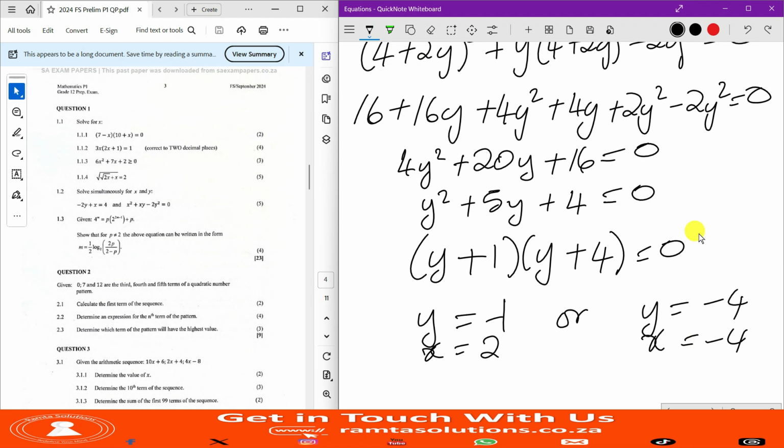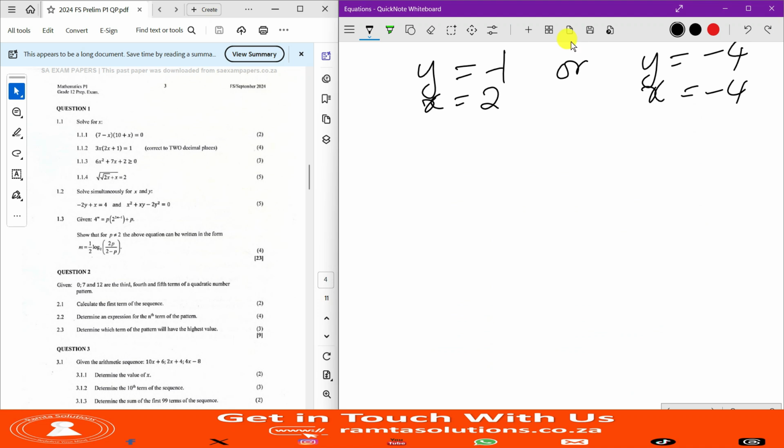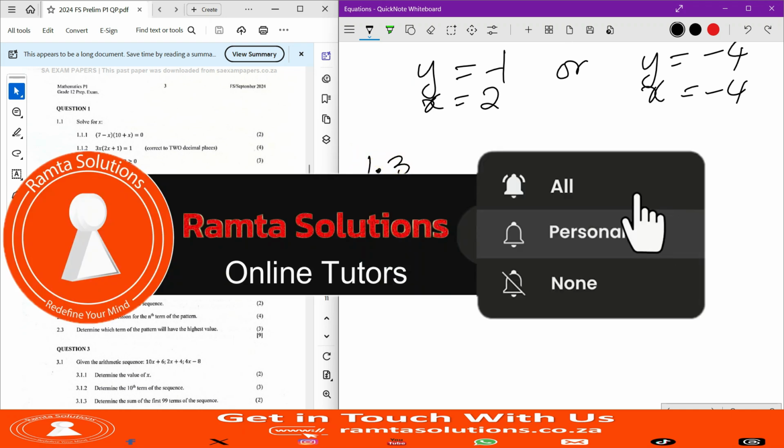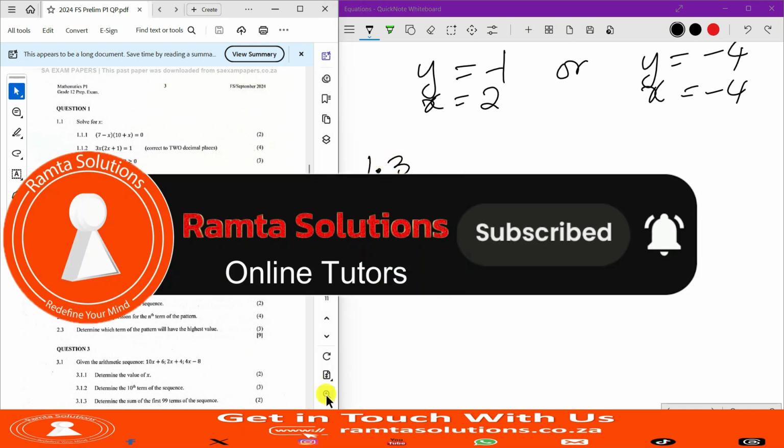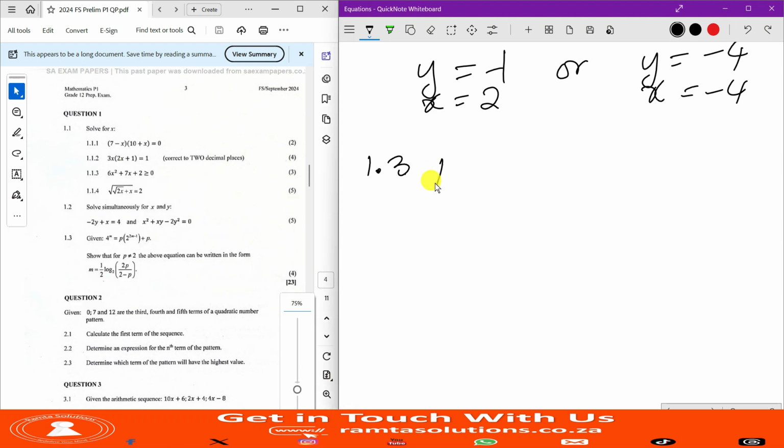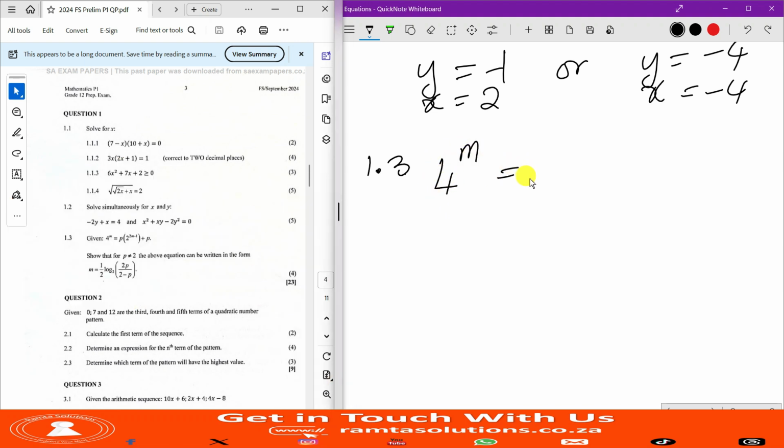Happy? Great. So it seems with this exam, we are flying. All right. So for this one, let me zoom this. We have 4 to the m equals p, open bracket, 2 to the 2m minus 1, close, plus p. Allow me to simplify this first.